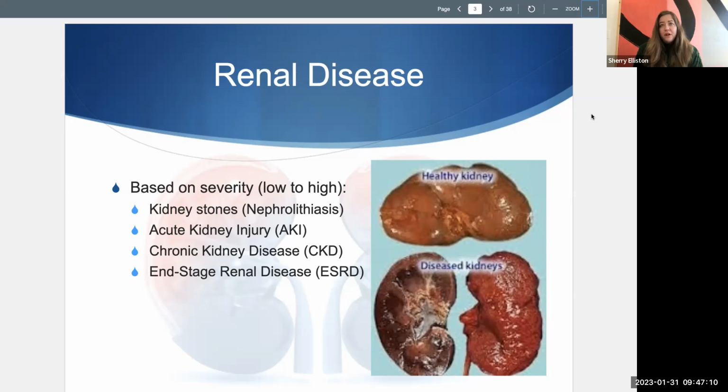What's related to kidney disease is not just renal failure, but things like kidney stones, acute kidney injury that could be, let's say, a blunt force trauma to the kidney, and chronic kidney disease, which is when you have kidney disease that has progressed through the stages. And if it progresses to stage 5, and then you have overt kidney failure, that's what we call ESRD, which is end stage renal disease.